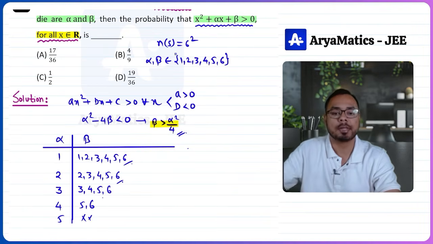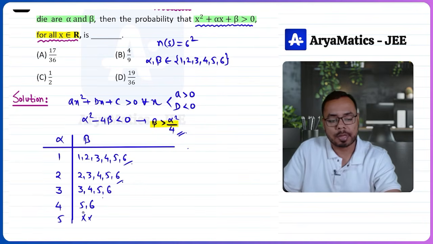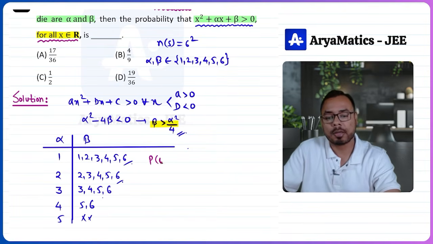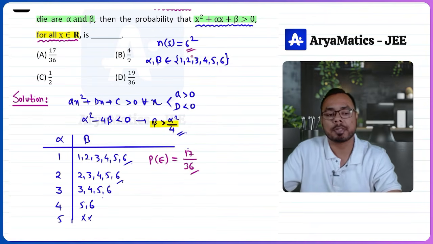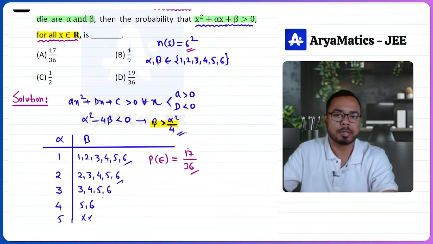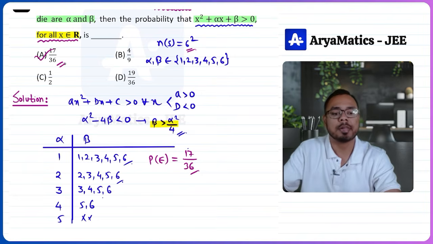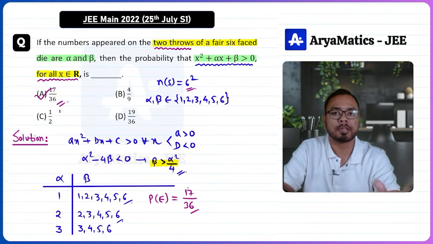Now, how many favorable cases are there? So we have 6 plus 5, that is 11, plus another 6, so that will be 17. Right, that means if E is the event that the quadratic expression is always positive, then in total we are getting 17 favorable cases. Also the number of quadratic expressions that you can create is 36, the number of elements in sample space. So therefore, the probability of this event that this quadratic expression will be positive for all x will be 17 by 36. So the correct answer for this problem will be the first option.